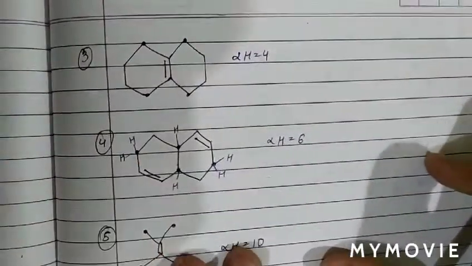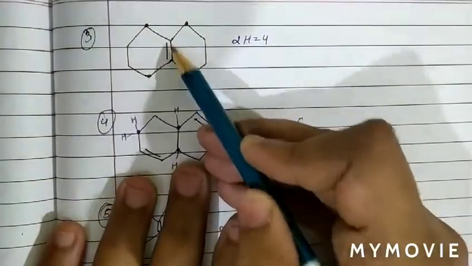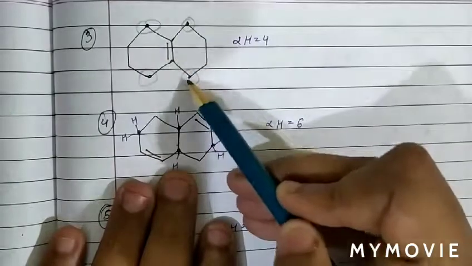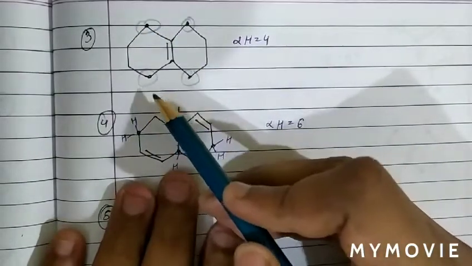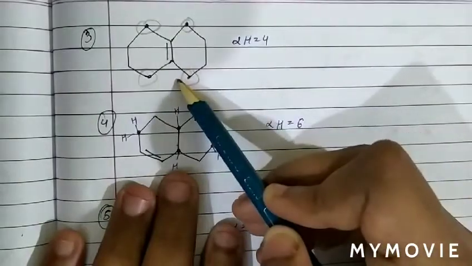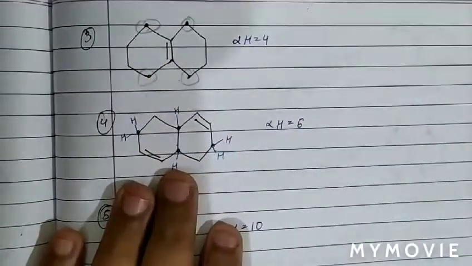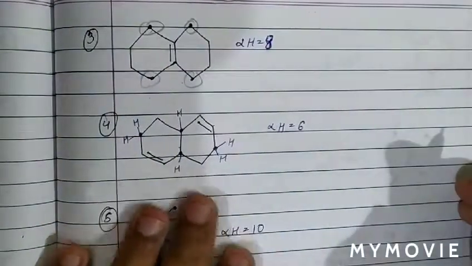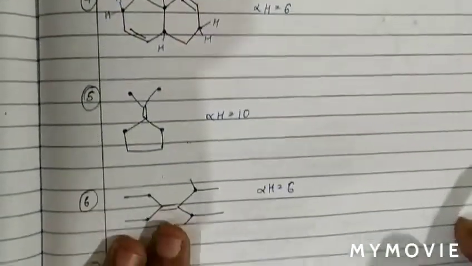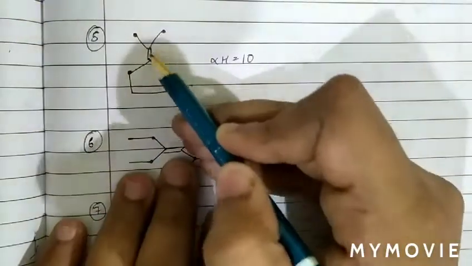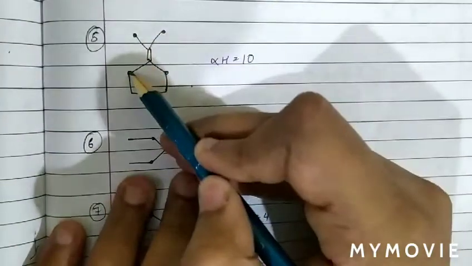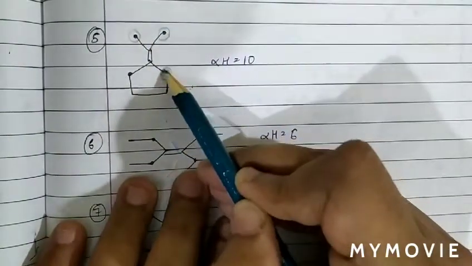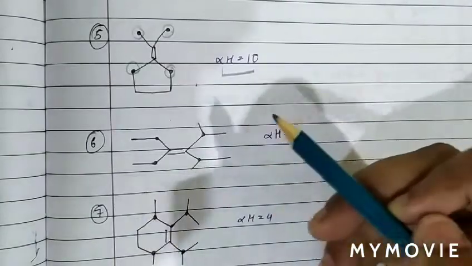Now see the next. Here, sp2 carbon, sp2 carbon, and there are 4 alpha carbons with 2 alpha hydrogens each: 2, 4, 6, 8. So 8 alpha hydrogens are there, and 8 hyperconjugative structures. Now see the next. Again sp2 carbon, sp2 carbon, and four sp3 carbons: 3 alpha hydrogens, 3 alpha hydrogens, 2 alpha hydrogens, 2 alpha hydrogens. So total 10 alpha hydrogens are there.